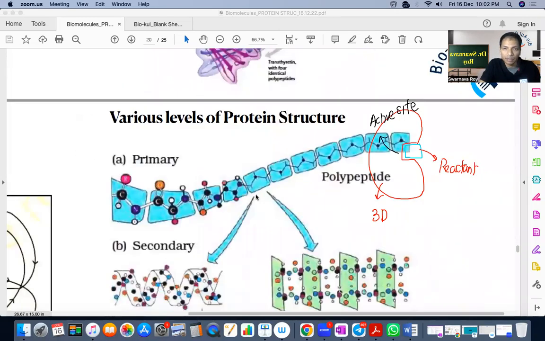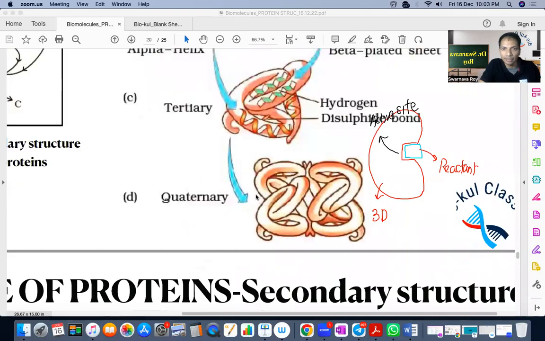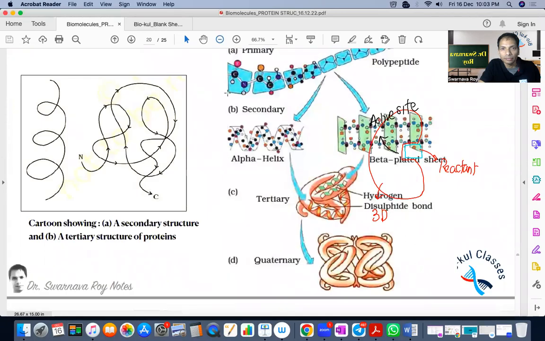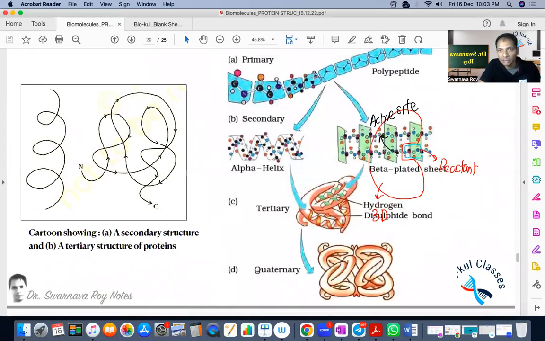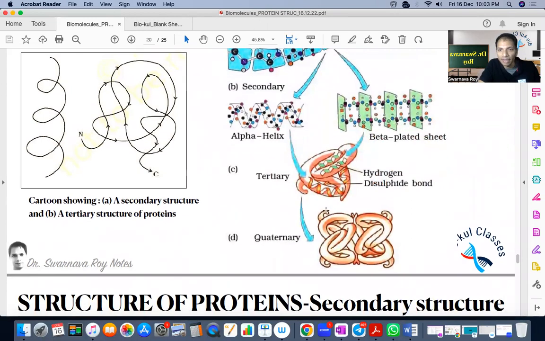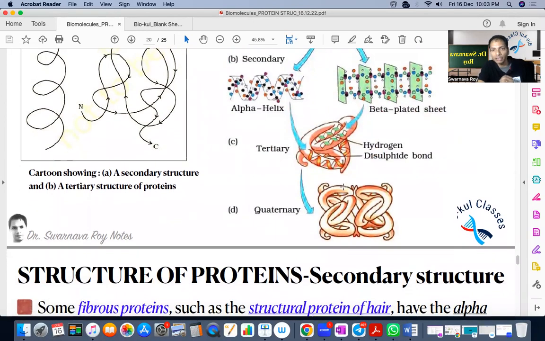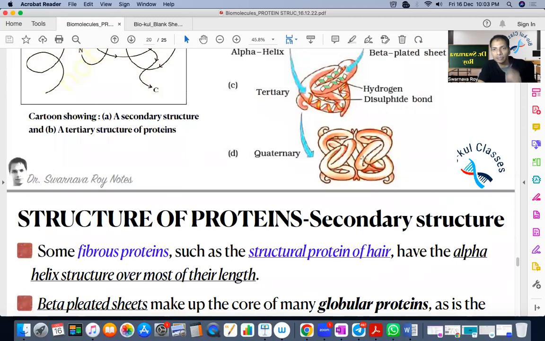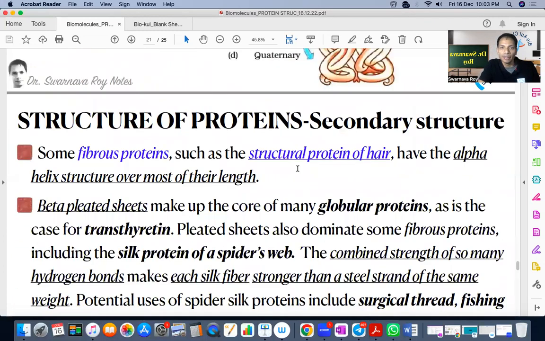The best example of this is, here we can see this picture: we have the primary structure, then we have the secondary structure, the alpha helix and the beta pleated sheet. Then we have the tertiary structure, which is the folded 3D structure required for function. And sometimes in multi-complex proteins, different tertiary structures come together and form the quaternary structure.